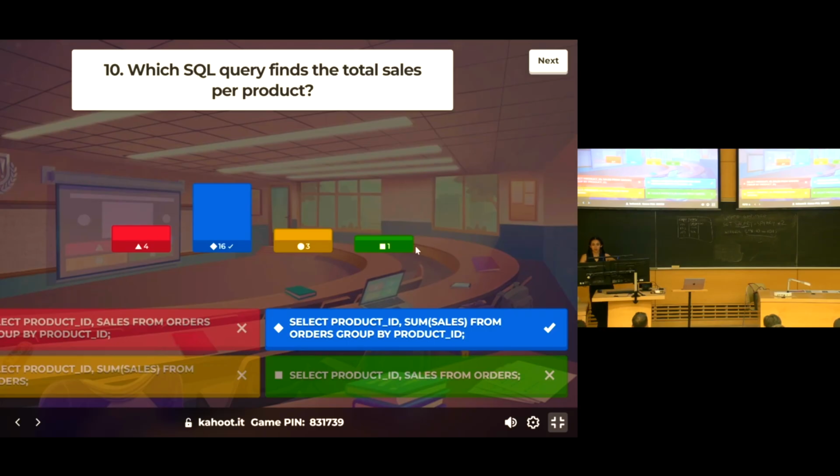SELECT product ID, SUM of sales FROM orders. We didn't use GROUP BY. SELECT product ID, sales FROM orders. We didn't use GROUP BY for the aggregate functions, right?